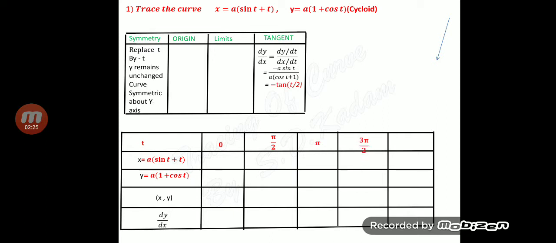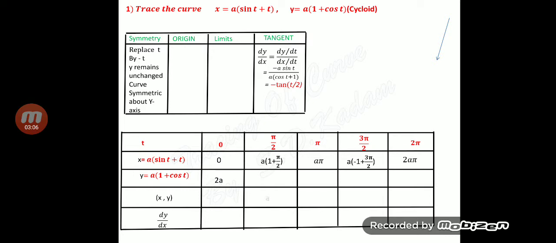Put in all these values, and we know that dy/dx is nothing but (dy/dt)/(dx/dt). Differentiate x with respect to t, differentiate y with respect to t, and take the ratio, and the value is minus tan(t/2). Now just put in the values. If you put t = 0 in the equation x = a(sin t + t), we get x as 0. If you put π/2, we get a times the value. In this way, we can complete our table.